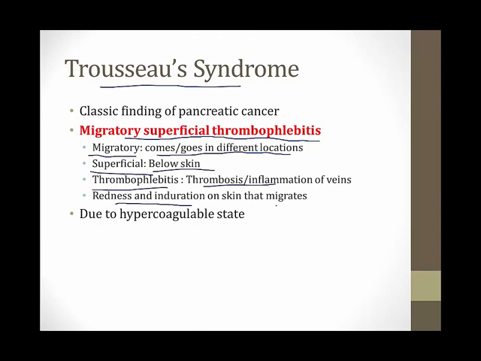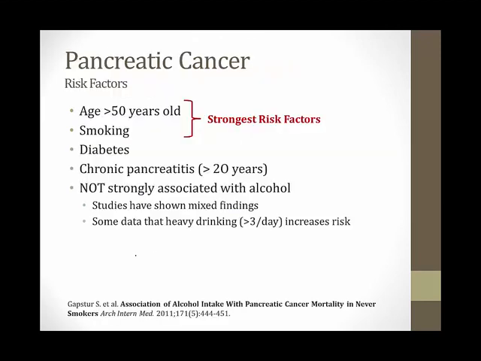So the patient will have redness and induration, for example, on their leg, and then it will go away, and a few weeks later it will occur in their arm, and then a few weeks later it will occur in the other leg. That is migratory superficial thrombophlebitis, characteristic of Trousseau's syndrome, and this is all due to the hypercoagulable state of pancreatic cancer. I've written some of the risk factors for pancreatic cancer on the screen here.